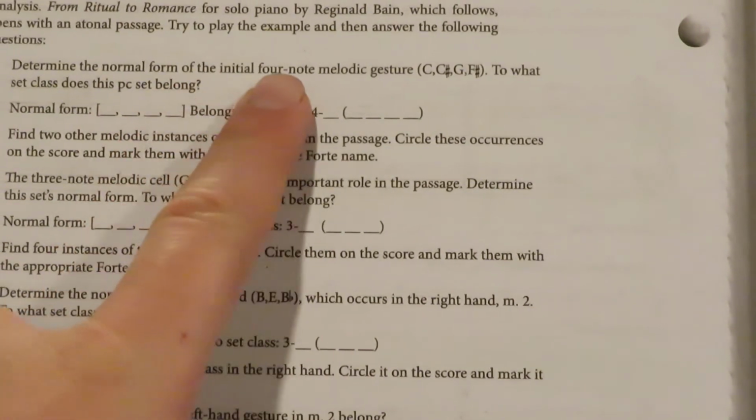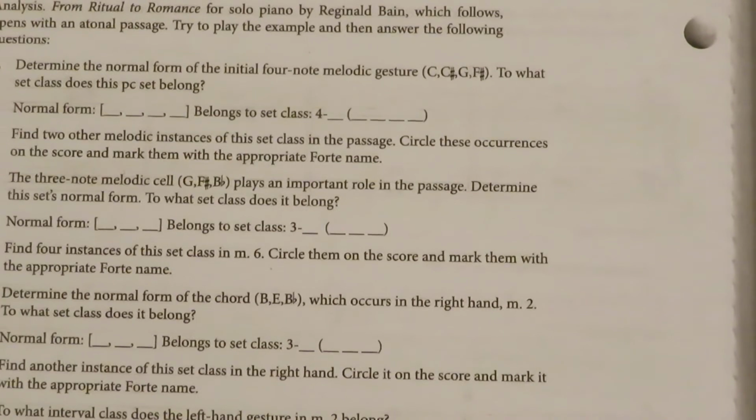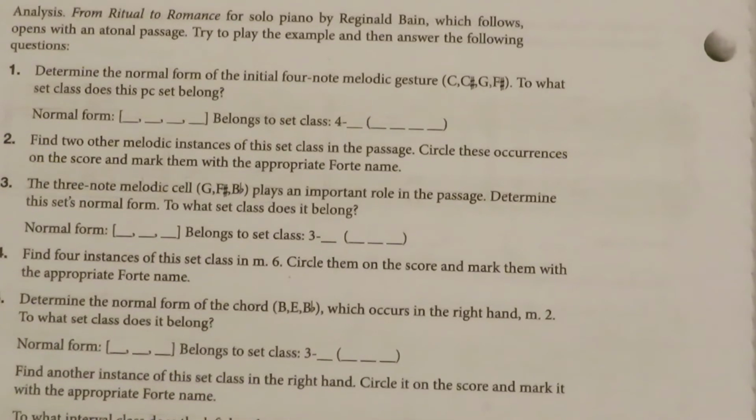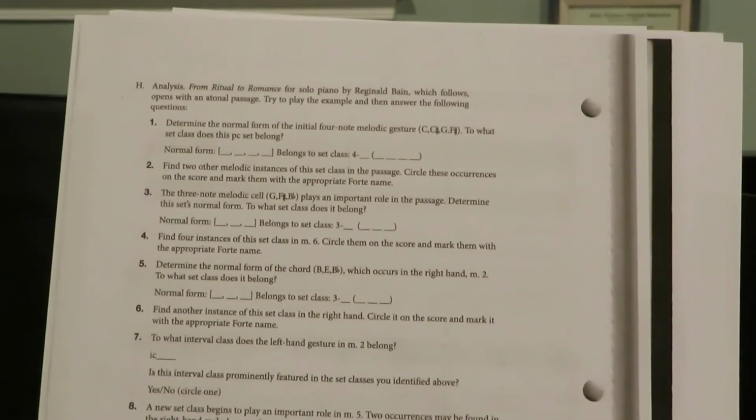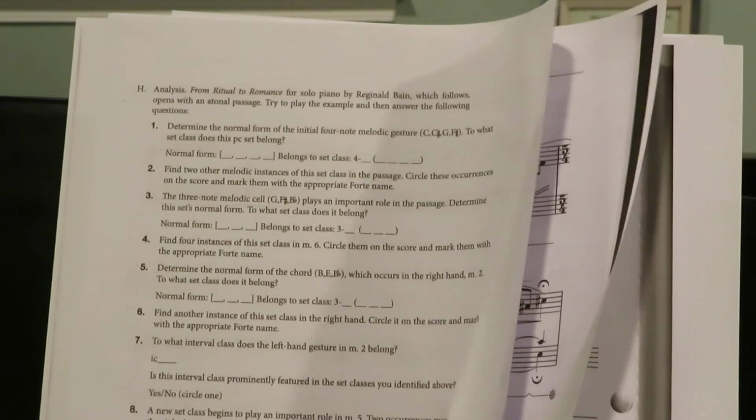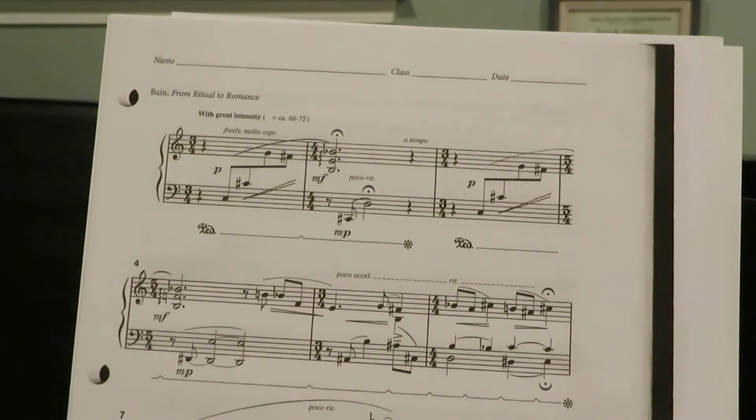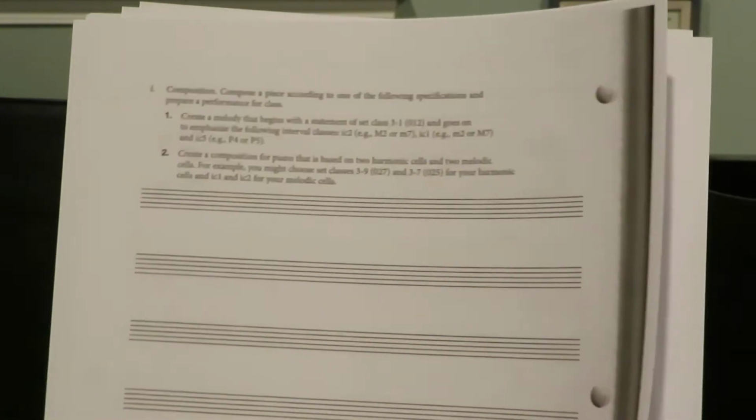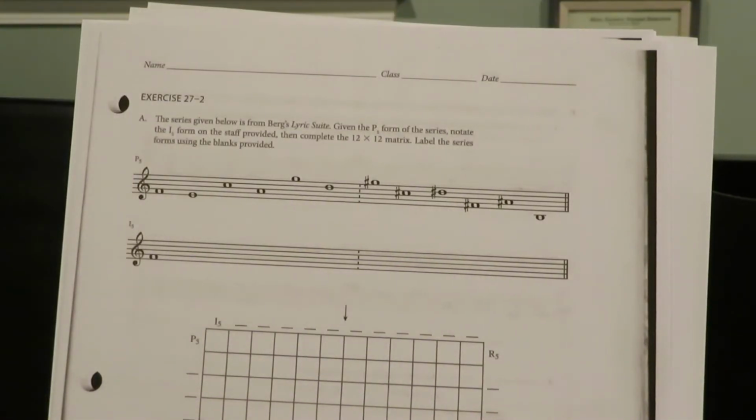Determine the normal form of the initial 4-note melodic gesture. C, C sharp, G, and F. So this whole page here is guiding you through the process of analyzing an atonal piece of music using set theory. I don't think I had you do this composition. If I did, don't do it.